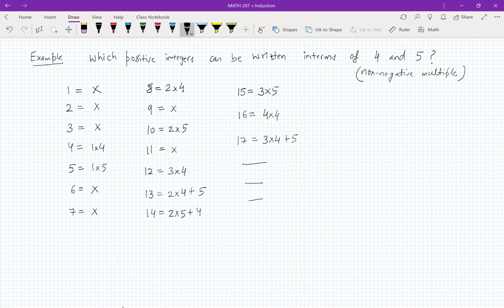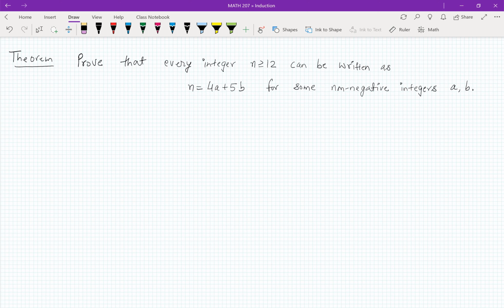We learned through this example that all positive integers from 12 onward can be written as non-negative multiples of 4 and 5. And this is going to be our next theorem. The statement of our next theorem is: prove that every integer n greater than or equal to 12 can be written as 4 times a plus 5 times b for some non-negative integers a and b.